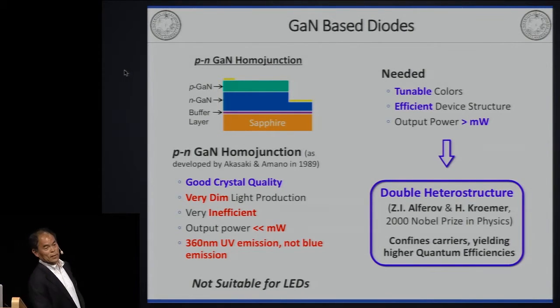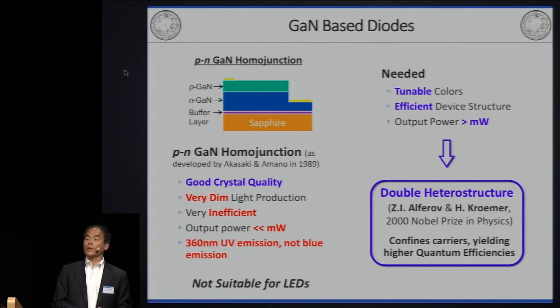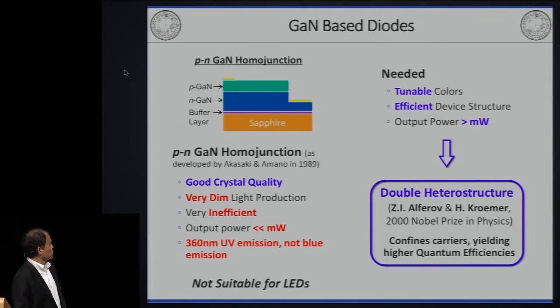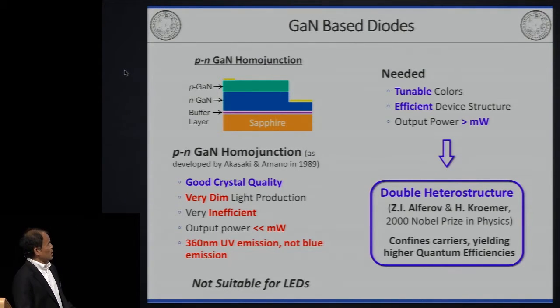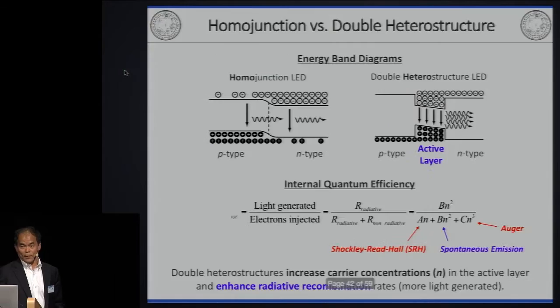So basically, Professor Akasaki and Amano in 89 developed PN gallium nitride homojunction LEDs, with no indium gallium nitride. Gallium nitride has a band gap energy of 3.4 electron volts, so UV emission, 369 nanometer emission, not blue emission. Also, this is a homojunction, not high efficiency, because we need a double heterojunction. I told you, Professor Alferov and Kroemer invented this idea, and they received a Nobel Prize. So everybody has to use a double heterojunction to make high-efficiency LEDs. In this case, we need indium gallium nitride.